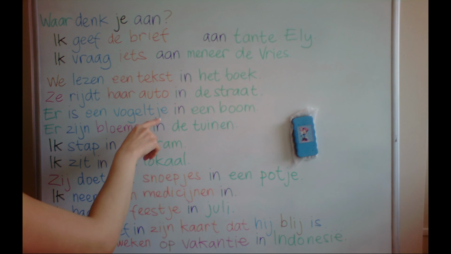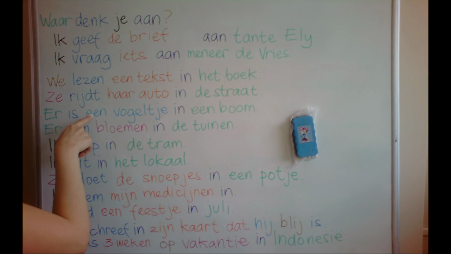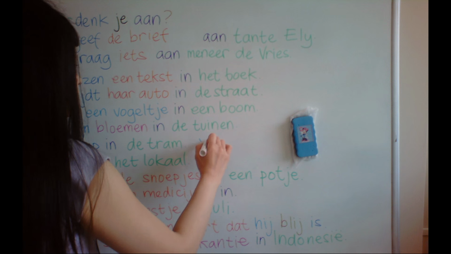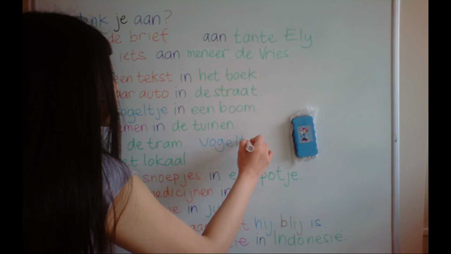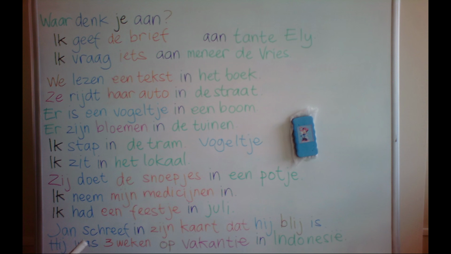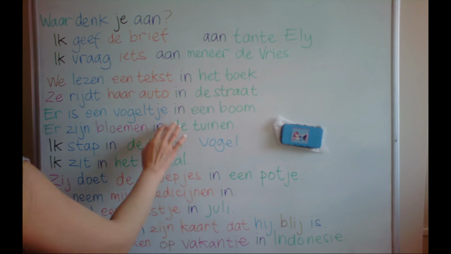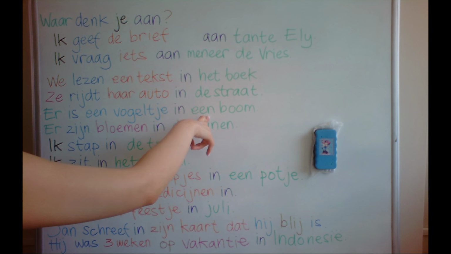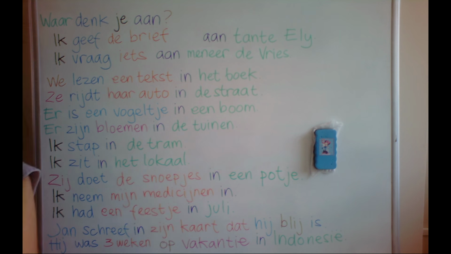Is een vogeltje in een boom. There is one. Vogel is bird. But if I say vogeltje, it means little bird. Vogel is bird. Vogeltje, little bird. Een is one. Boom is tree. Is een vogeltje in een boom. There is one little bird.